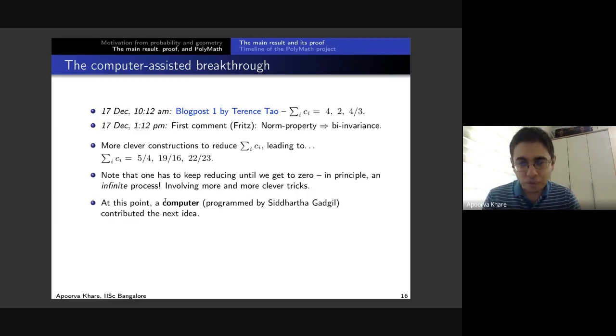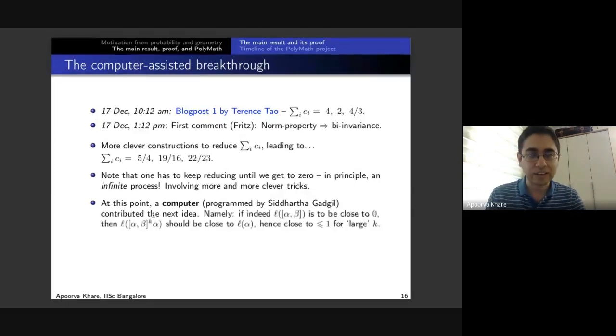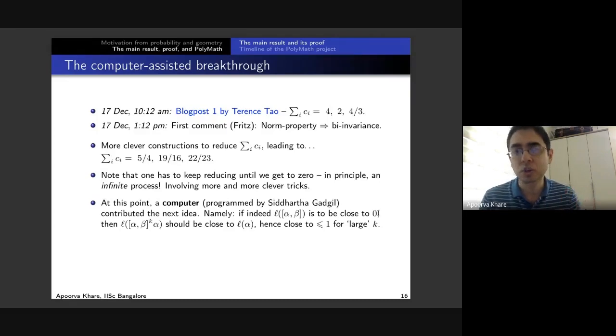And this is where a computer program by my colleague right here contributed the next idea. His idea was that if the length of the alpha beta commutator is supposed to be close to zero, we want to show it is less than small positive numbers. Then by the triangle inequality, the length of this expression should be k times some number close to zero plus the length of alpha. And so it should be close to the length of alpha and therefore less than or equal to 1, or at the most very close to being less than or equal to 1, for very, very large k also.